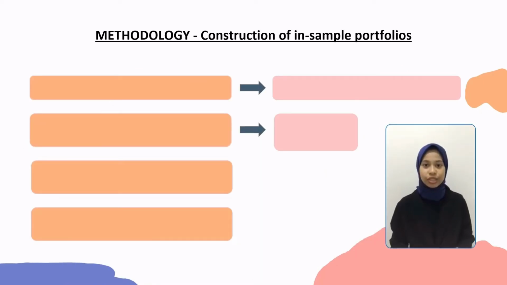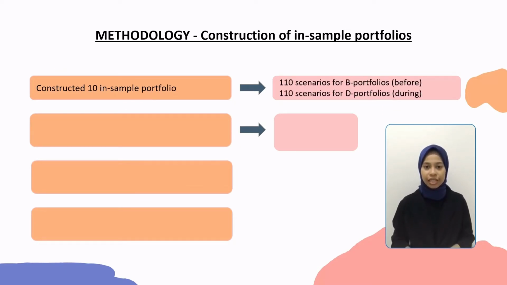Next is construction of in-sample portfolios. We construct 10 in-sample B portfolios and D portfolios. B portfolios stand for before COVID-19 and D portfolios stand for during COVID-19. The 10 in-sample portfolios are constructed using the first 110 scenarios for in-sample 1 and the second 110 scenarios for in-sample 2. The process is repeated until we obtain the 10 in-sample portfolios using the rolling windows concept.